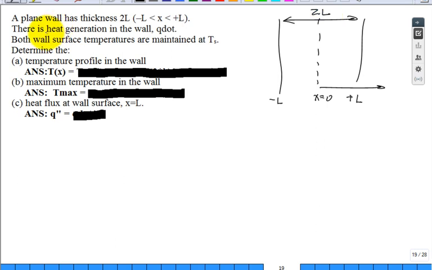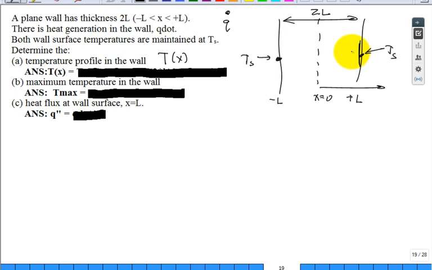Okay, there is heat generation in the wall, so the Q dot exists. And both the wall surface temperatures are maintained at TS. So right here, this is TS, and the temperature at this side is TS. Give me the temperature profile in the wall. How are you going to solve for T as a function of x? Then tell me what is the maximum temperature in the wall, and then find the heat flux at the wall surface at x equal to L. All those make sense?